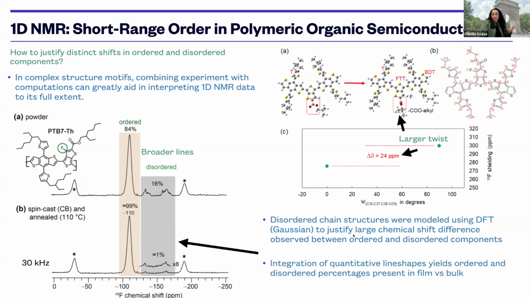Then they integrate and they get quantitative line shapes that yield the ordered and disordered percentages present in the film versus the case of the bulk. And what they find is about 84% ordered in the powder versus something on the order of 99% ordered in the spin cast film, right? So this reference on NMR crystallography, Ashbrook, I think is a very nice reference to give you an introduction on these kinds of approaches that are now very widely applied in this class of systems.